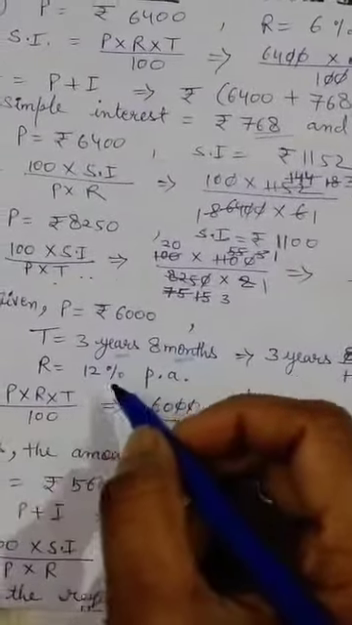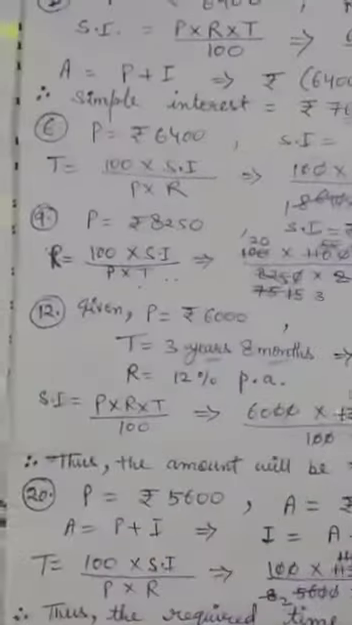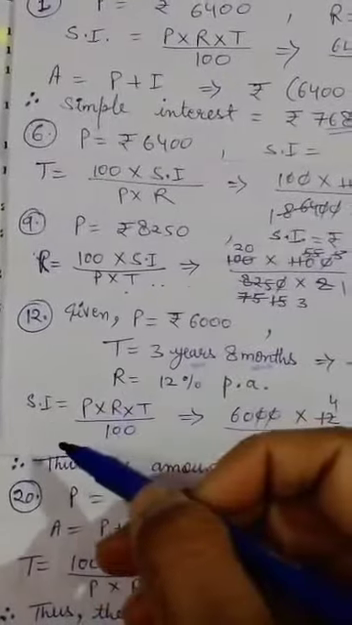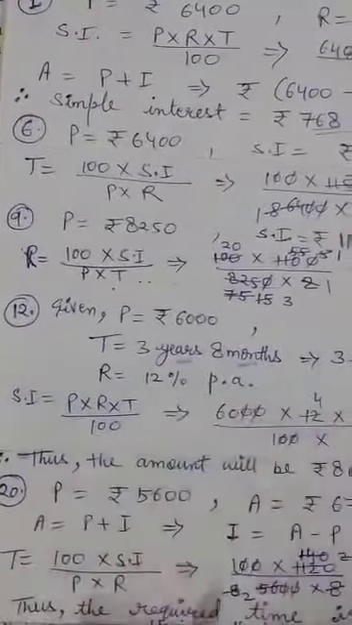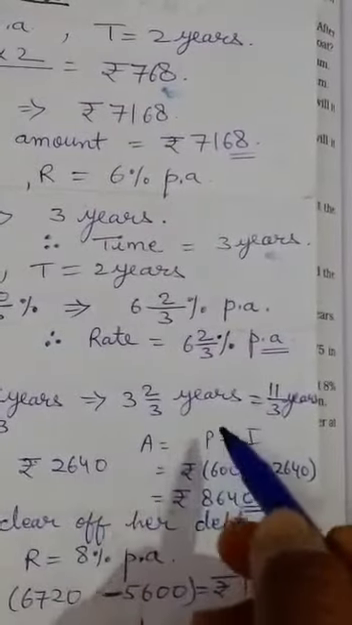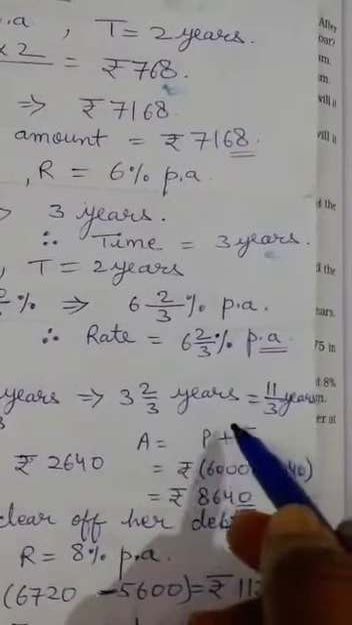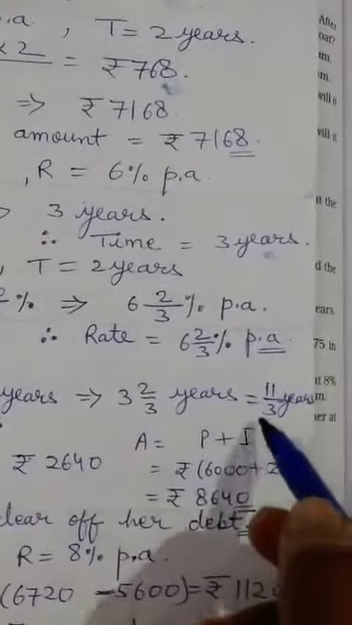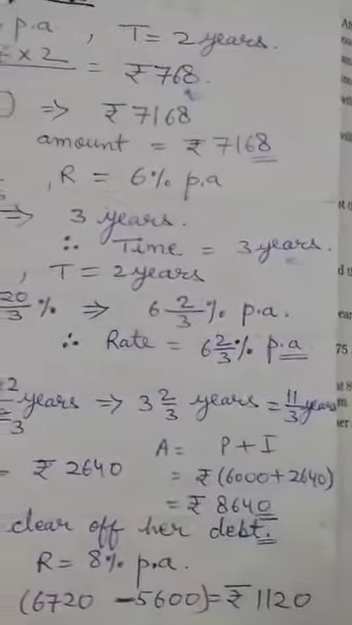This will be your time. Rate is given 12% per annum. First of all, we have to find the simple interest. Why? Because you know that for finding the amount, we need the principal plus interest also. So first of all, we have to find the interest.